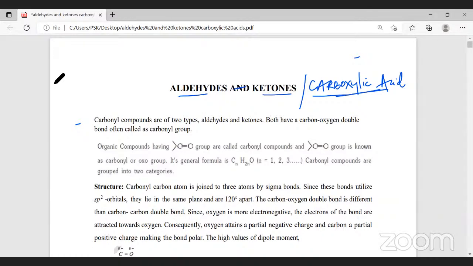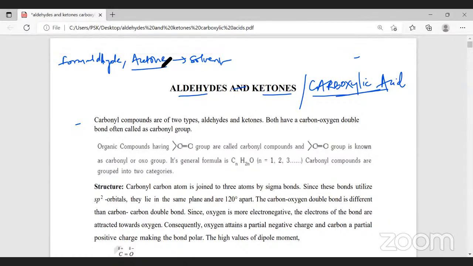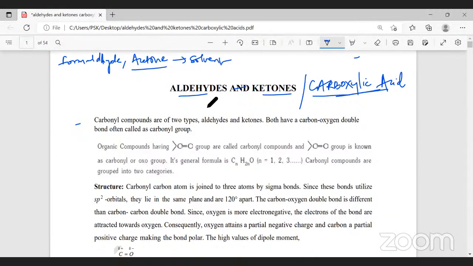Similarly, in chemical industries, formaldehyde and acetone are produced on a large scale as solvents. We will learn the IUPAC names and all that later. Formaldehyde and acetone are used as solvents. Acetone is the component we use in nail polish remover. When we talk about nail polish remover, that contains acetone. It gives a very nice odor, but it's not good to inhale for a long time, right?